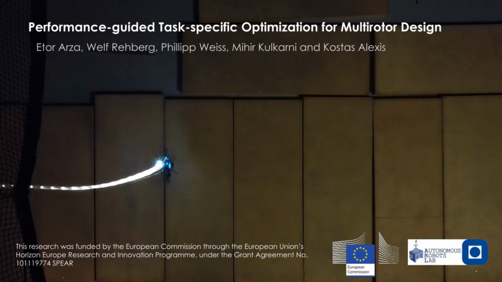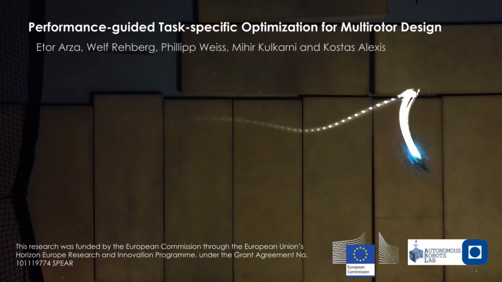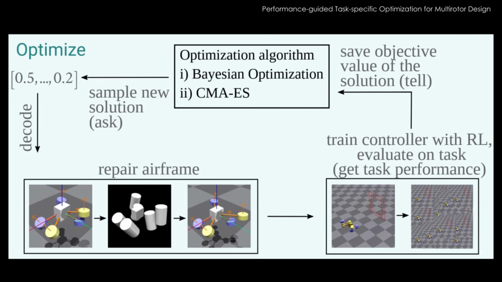This work presents a framework to optimize multirotors for particular navigation tasks. First, we define a procedure that can transform a real-valued vector into an airframe. This procedure takes into account fabrication constraints, such that the resulting design contains no unfeasibilities, such as colliding propellers.